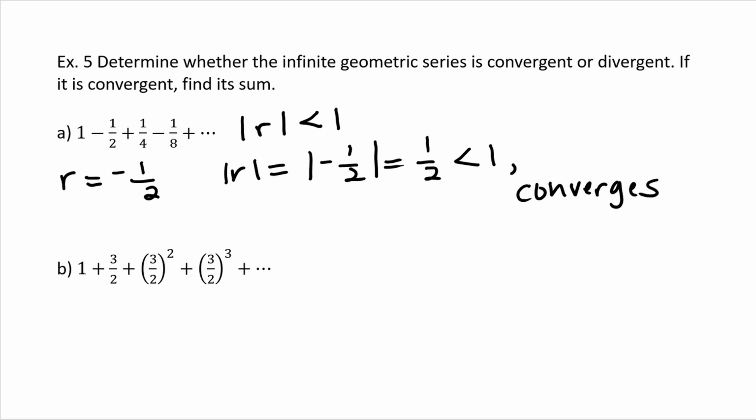Let's look at B. 1 plus 3/2 plus 3/2 squared plus 3/2 cubed. Now, we say that an infinite geometric series diverges if the common ratio is equal to or greater than 1. The common ratio for this geometric series is 3/2, which is greater than 1, so we say that this geometric series diverges.